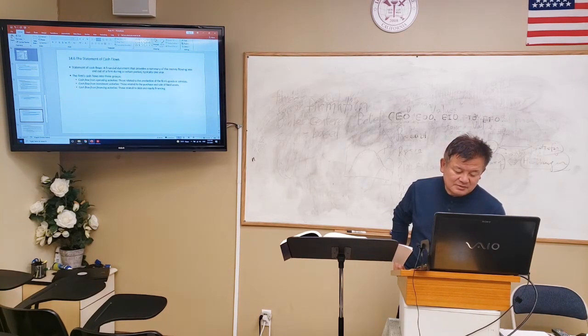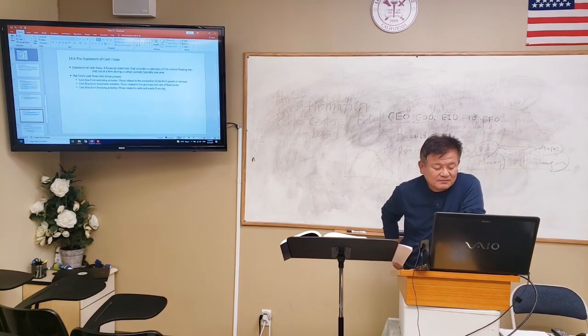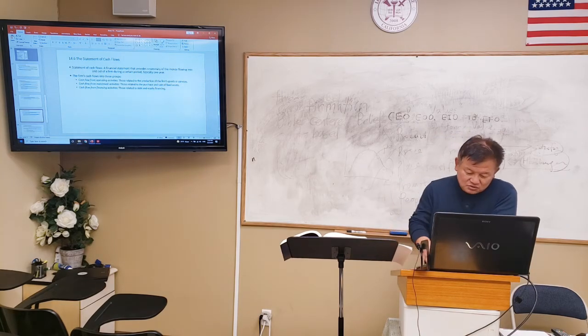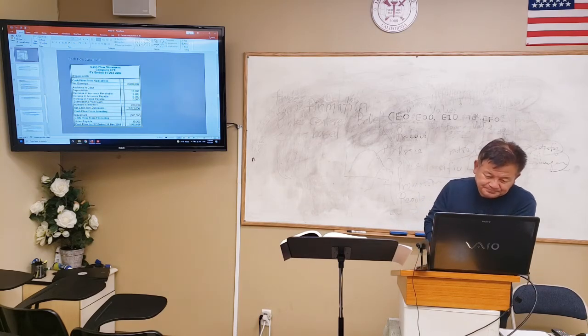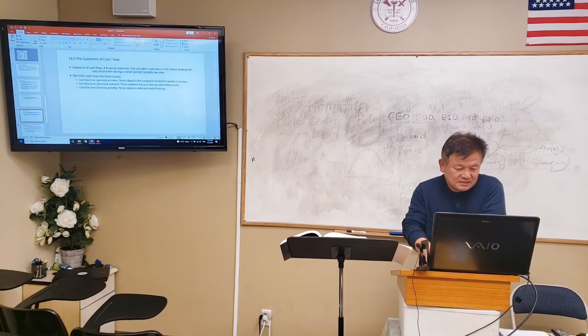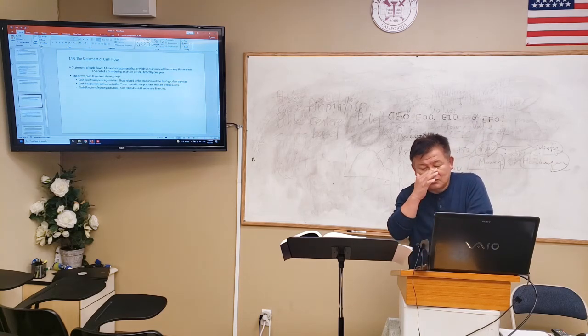And investing activities relate to the purchase and sale of fixed assets. This is for investing activities. And finally, financing activities are related to debt and equity finance. This is financing activities. So I showed you the cash flow, which shows three things: operating activities, investing activities, and financing activities.